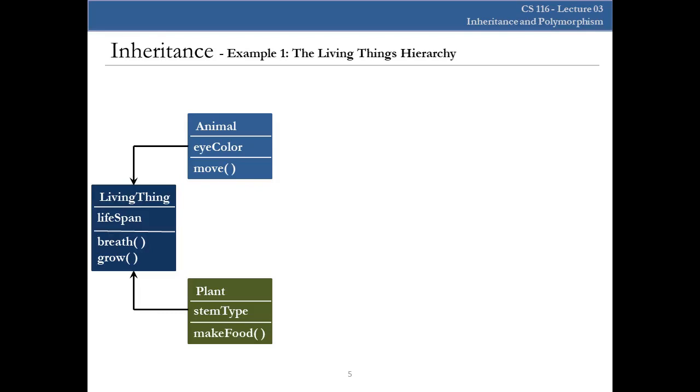But for animal and plant, since they are inheriting from living thing, any object defined for animal can access eye color, the method move, and also the attributes and methods of its parent class living thing: lifespan, breathe, and grow. So an animal can move, breathe, and grow, and it can have two attributes, eye color and lifespan. Similarly, a plant object can have a stem type and a lifespan, and it can exhibit functionalities like make food, breathe, as well as grow.